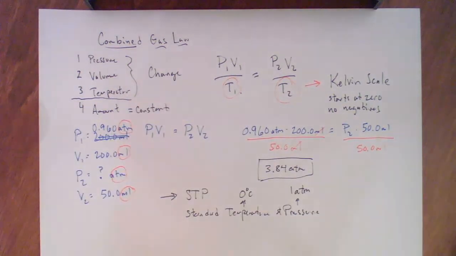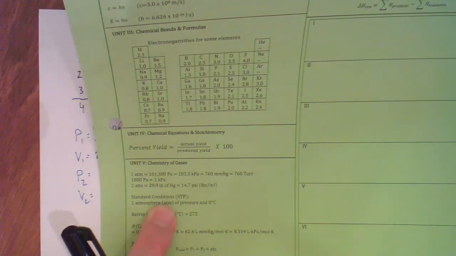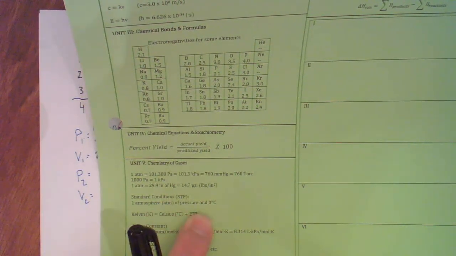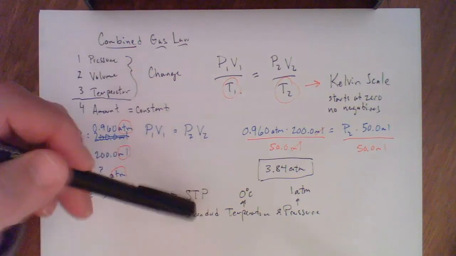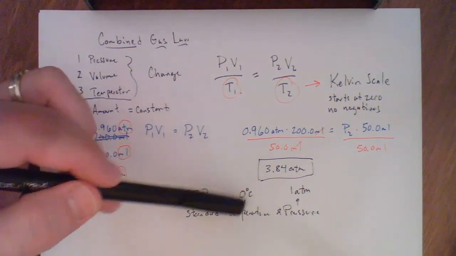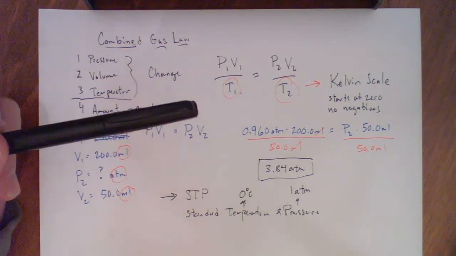And I think this is on your green sheet. Let's double check here. You should have something like standard conditions: 1 atm and 0 degrees Celsius. So sometimes we're just using the combined gas law to convert something into standard conditions, and there are your two values for your standard conditions.